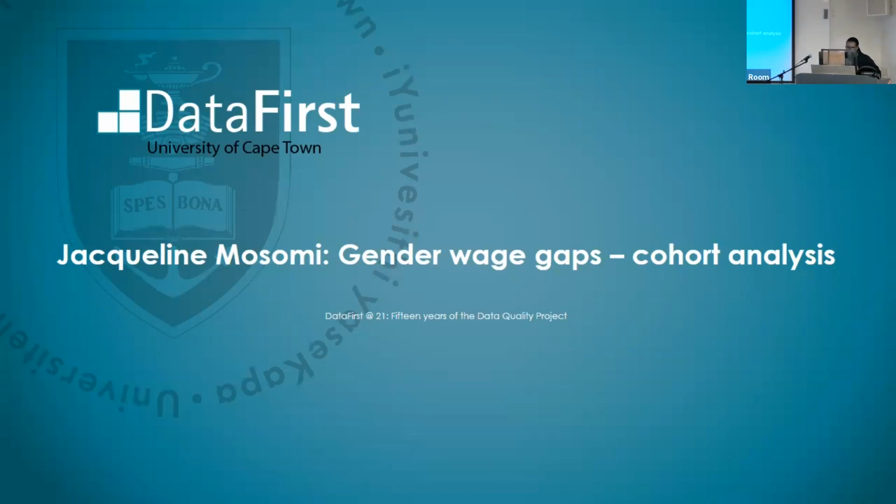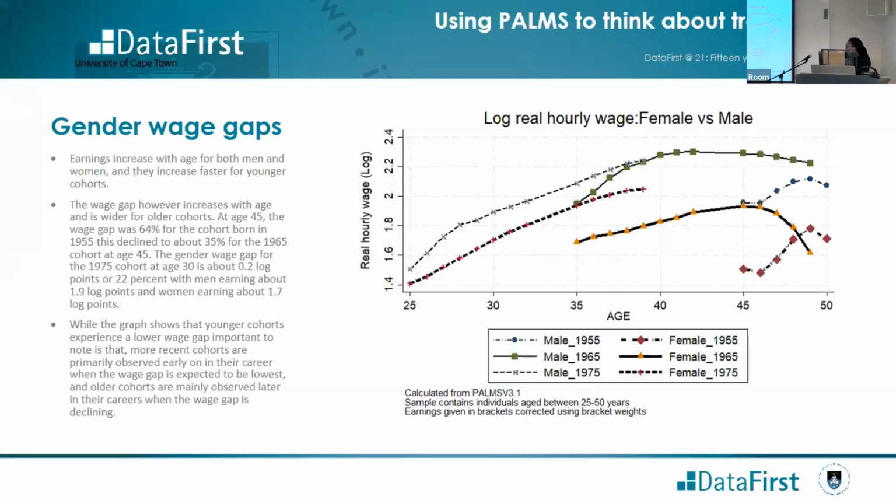Yeah, so Jackie, Nicola has already introduced what cohort analysis is. So then we wanted to find out what has happened to the gender wage gap over time. And the data quality issues have been discussed all morning. So we wanted to know what has happened in South Africa over time. If you analyze the wage gap using cross-sectional analysis, you may find different answers because you're observing men and women at different ages at any one particular time.